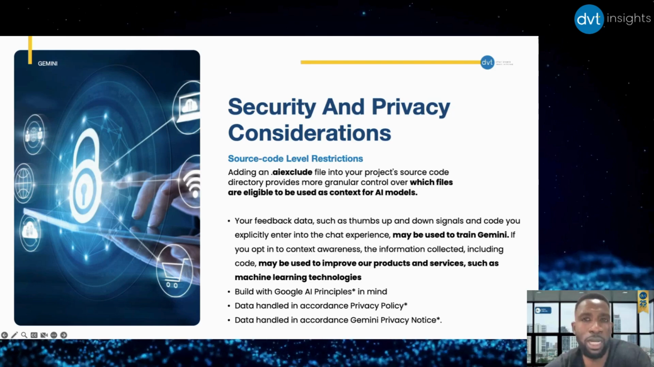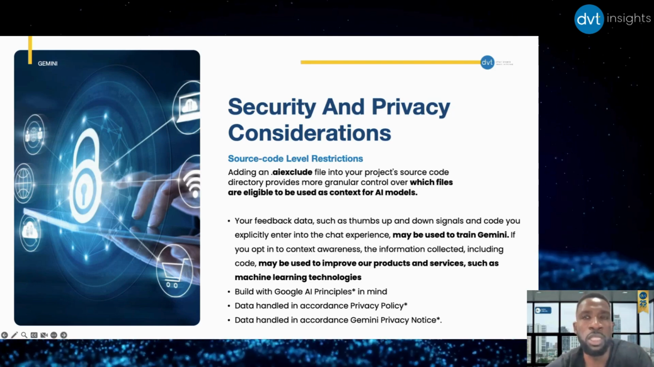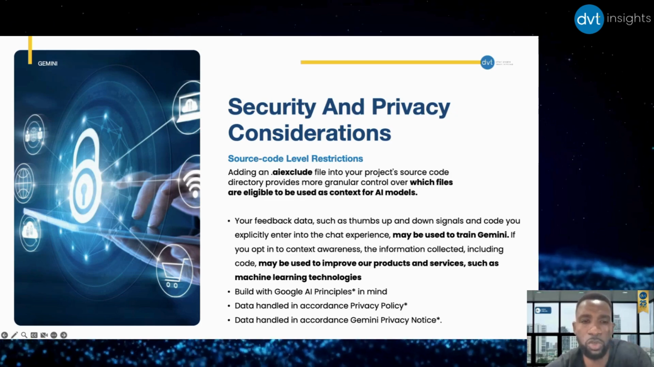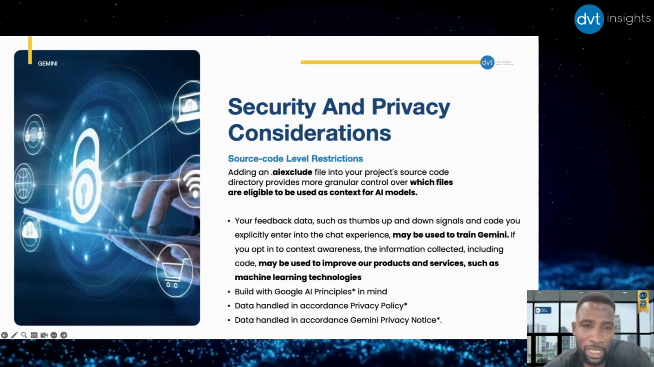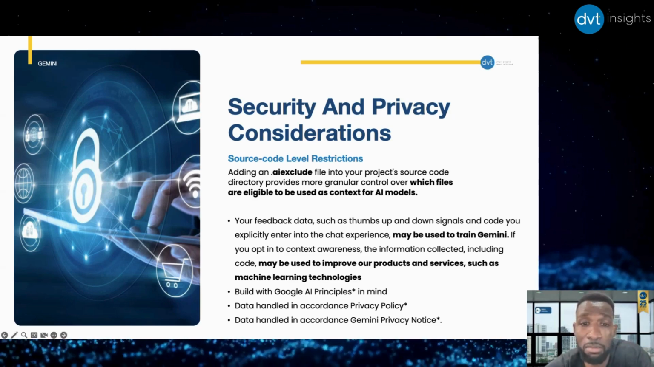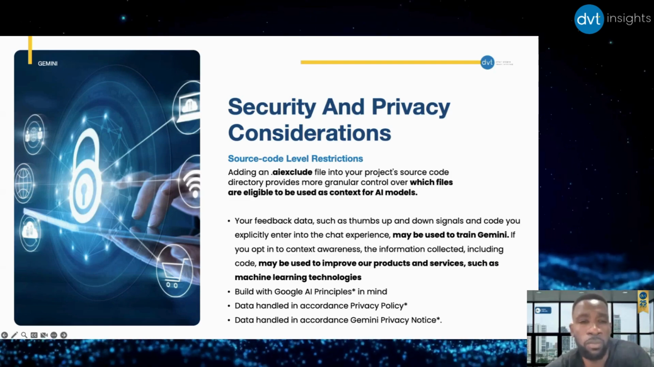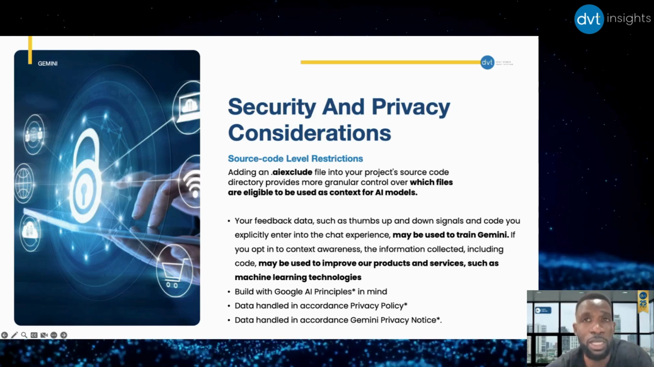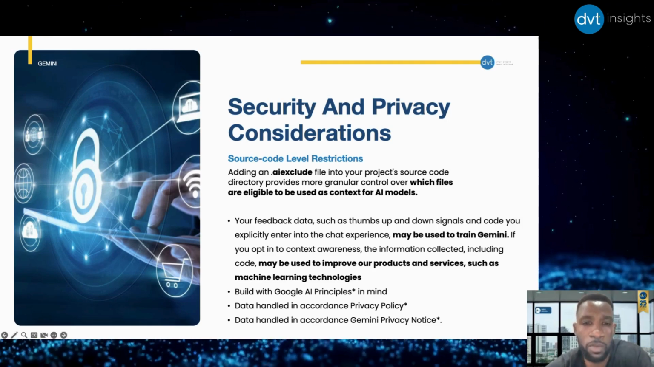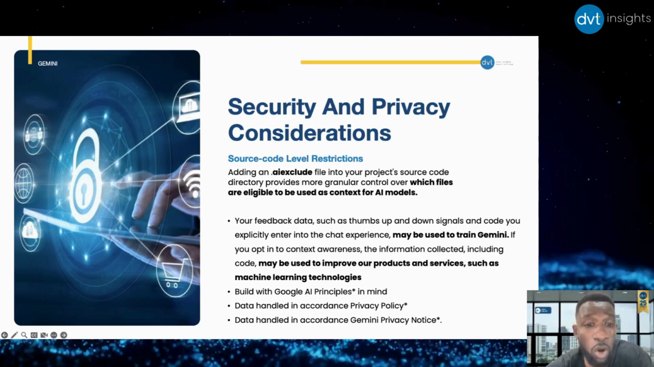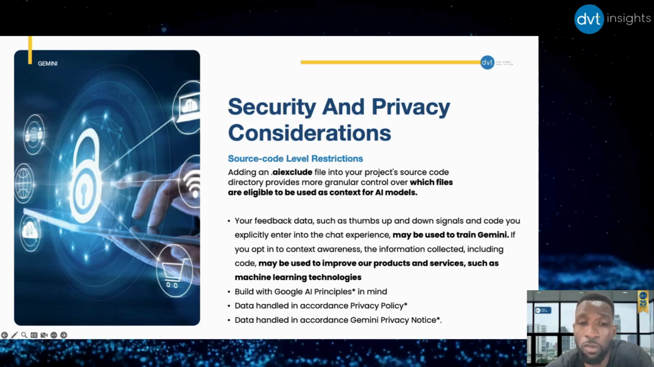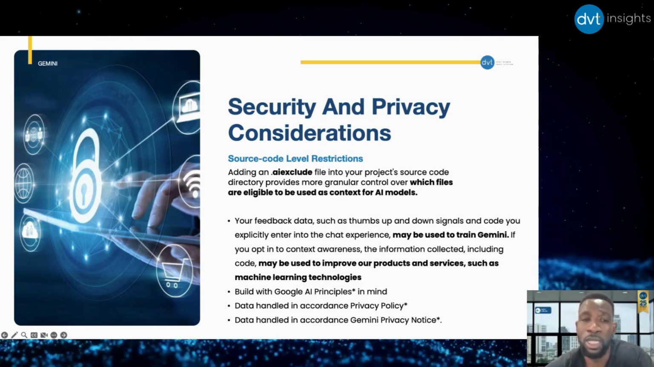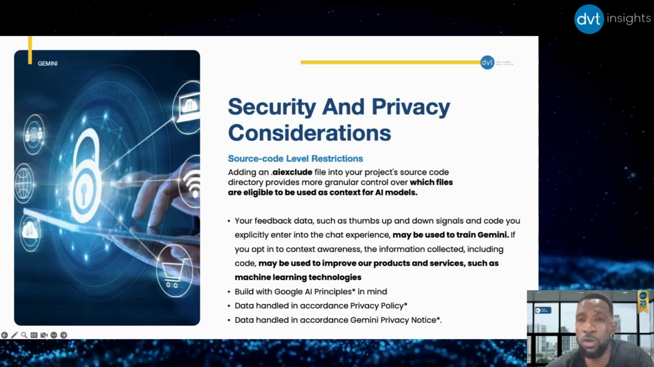And then what I'm now starting to bring to your attention are those considerations that we all believe were clear, but maybe we didn't read them thoroughly. I want us to kick off with the first one. Your feedback data, such as thumbs up and down signals, might be used to train Gemini. Keep that in mind if you opt in for context awareness. Now I'm pointing you back to the previous slide where I said you should never take the first option. This information collected, including code, may be used to improve our products and services such as machine learning technology. So this justifies why I'm telling you guys, don't ever choose that first option. Always go for the second one.